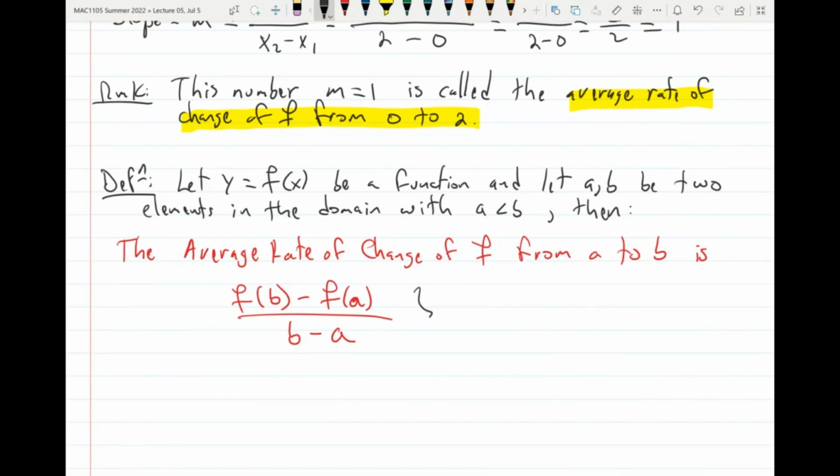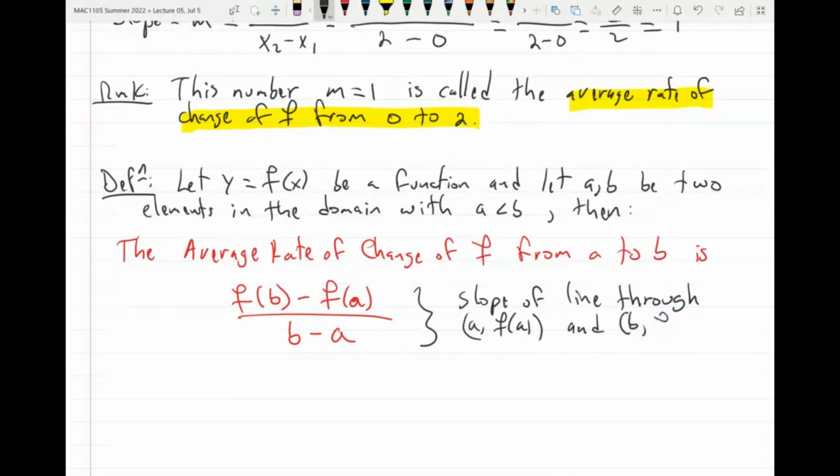So in other words, this right here is just the slope of the line that passes through a comma f of a and b comma f of b. And this is a secant line.